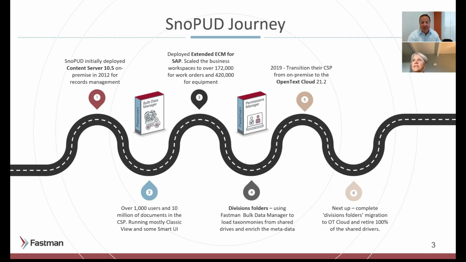In 2019, we moved to the cloud, and Fastman came along to the cloud with us, which was very important to us that that functionality still existed for us once we moved to the cloud. That's good. So yeah, it's interesting how you've started, you're a long-time user of the Content Suite platform, version 10 or so, on-prem, and made the transition to the cloud, and everyone's on the OT cloud today. That's interesting.